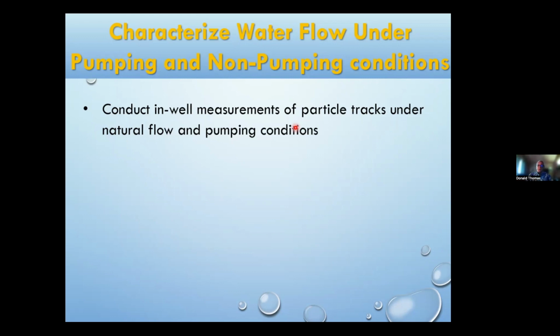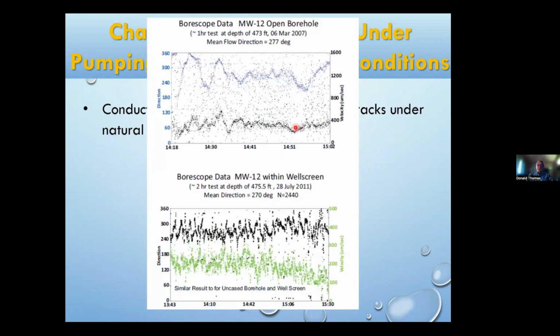So the first step in that is conducting in-well measurements of particle tracks. This is a technique where we can drop an instrument into a well, either open hole or in the screened interval, that allows water to pass through the well laterally. And the technique allows us to not only determine the rate of flow, the velocity of particles that are imaged in the flow system, we can also determine the direction.